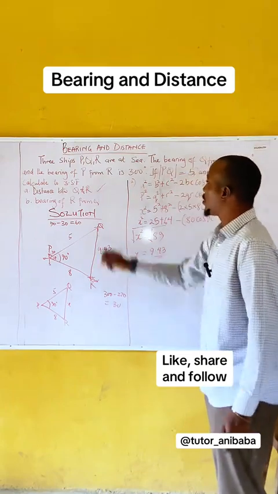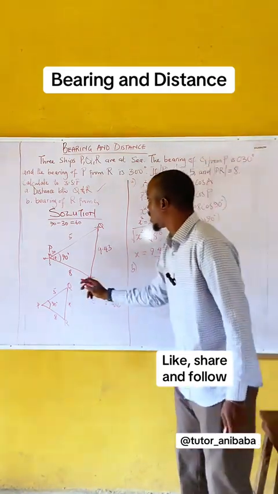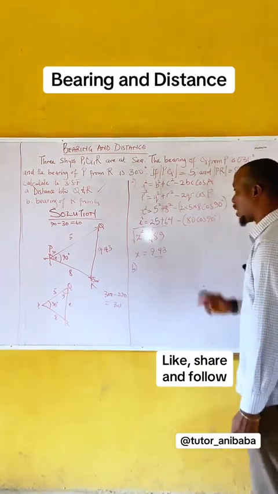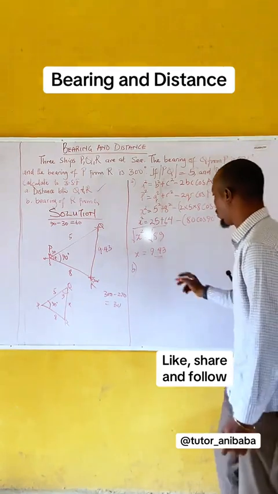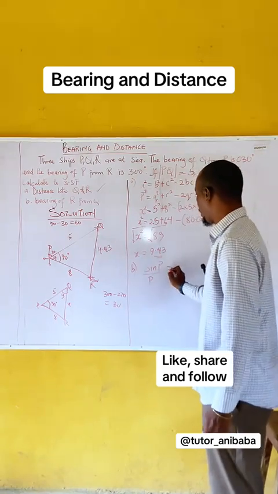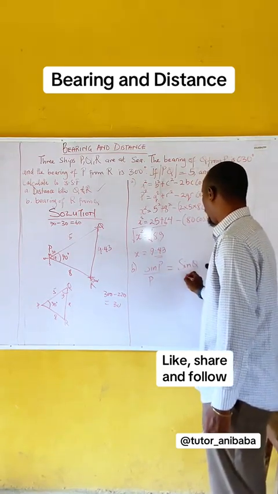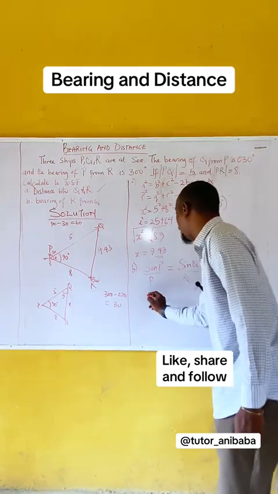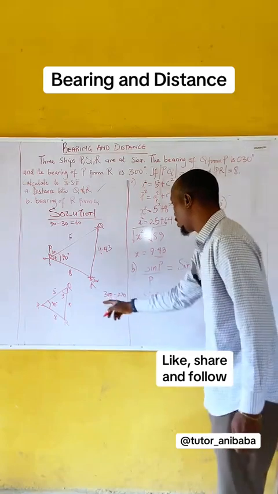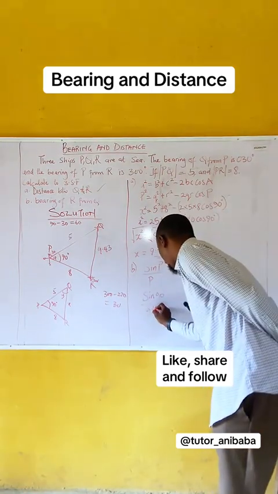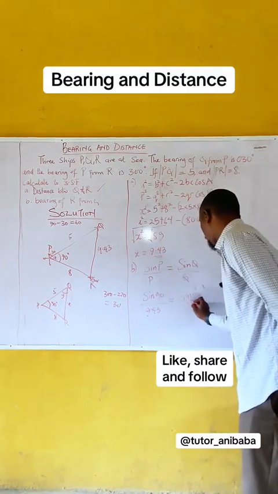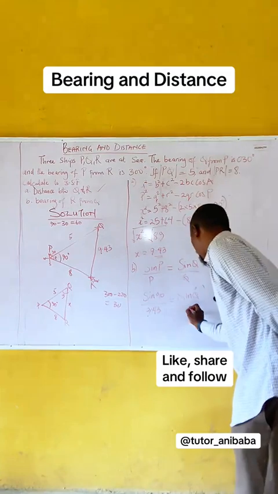Now the bearing, the bearing of Q from R, is what we are looking for here. So let's call this angle Y. In order to get the bearing, we are going to use the sine rule. So we have sine P over P equals sine Q over Q. Our P angle is 90, so sine 90 over 9.43 equals, we don't know sine Q, sine Q over our q which is 8.